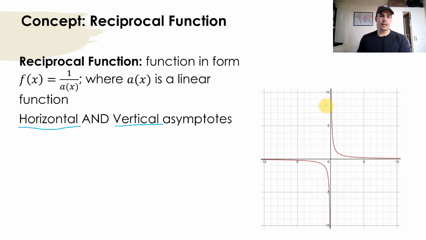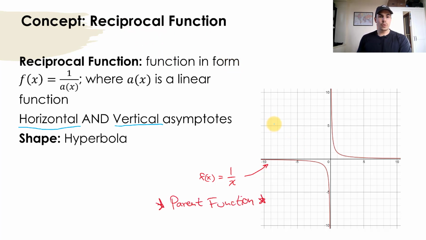And the shape that we get right here, you guys may know, is called a hyperbola. Now, what you see here is the graph of f of x is equal to 1 over x. When we talk about transformations, we often talk about the parent function, which is just the simplest function for a family of functions. A reciprocal function would be a family of functions here, and 1 over x is going to be our parent function for our reciprocals.